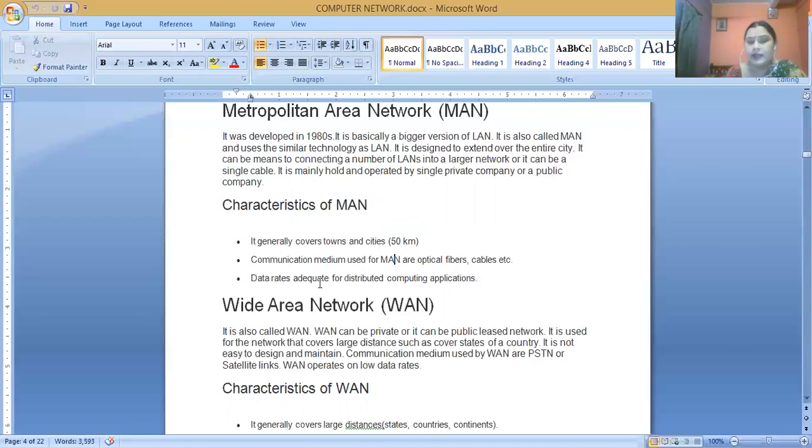And data rates are adequate for distributed computing applications. Means the data rate is normal but less than the LAN. The data rate of MAN is less than the LAN.